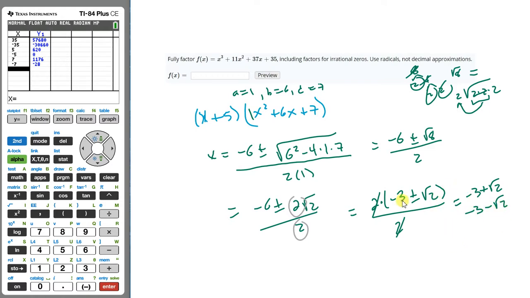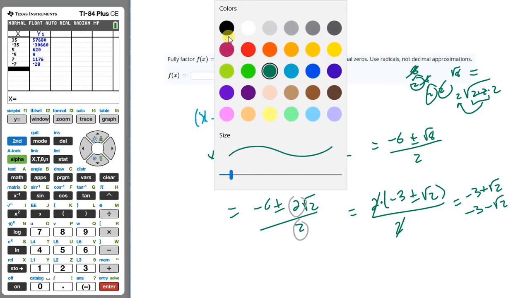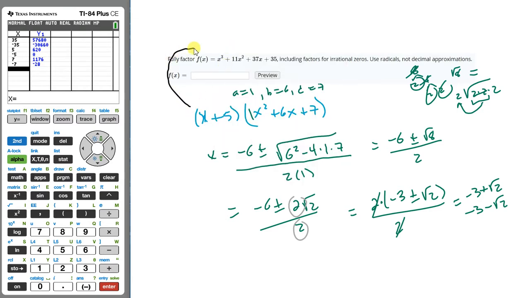So therefore, what's my factorization? This should be an old story by now. My full factorization is going to be x plus 5, so technically x minus negative 5, because negative 5 was my 0, times x take away negative 3 plus root 2, and then x take away parentheses negative 3 minus root 2. So that's my full factorization, but not very pretty because I have multiple parentheses everywhere.